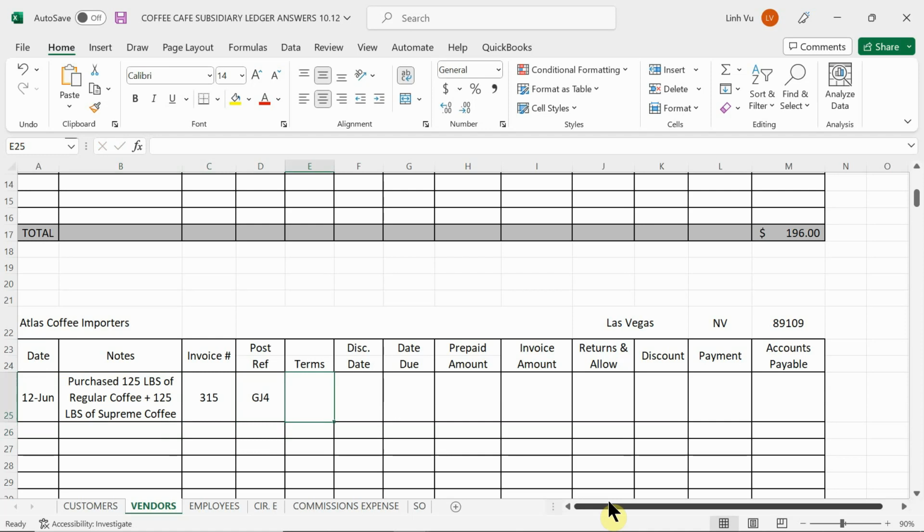And were we given terms? Yes, we were, right? We were given that we get to take a 1% discount opportunity if we make the payment within 15 days. If not, the entire bill is due in 30 days. So in this case, if I receive the bill on the 12th of June, when is the last day of my discount due date?